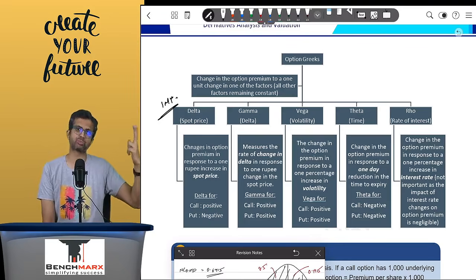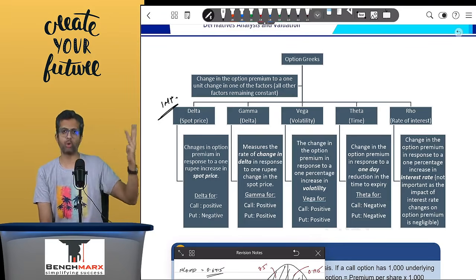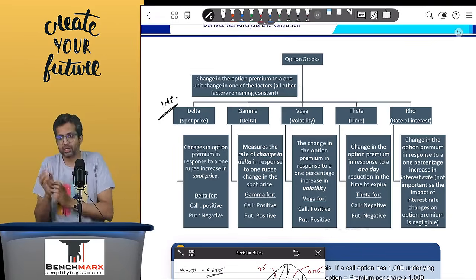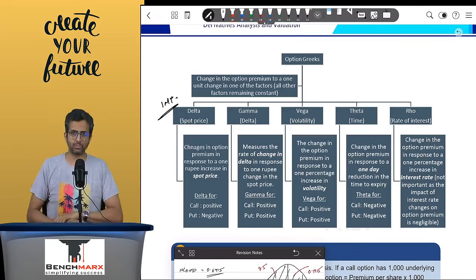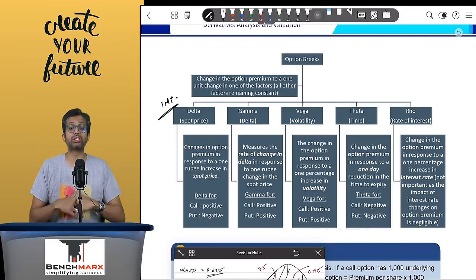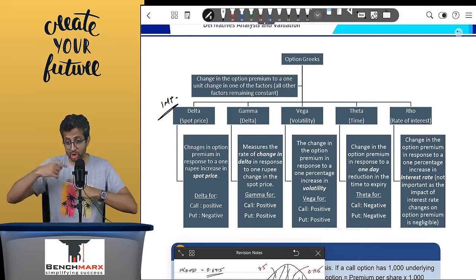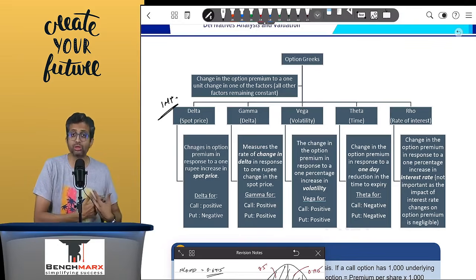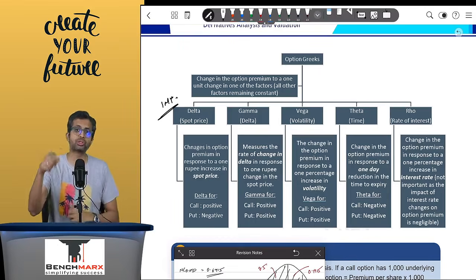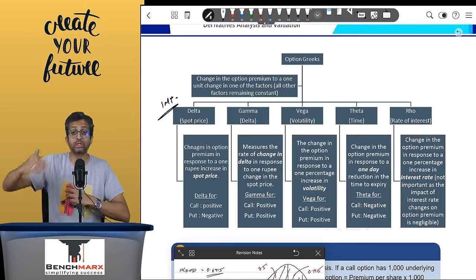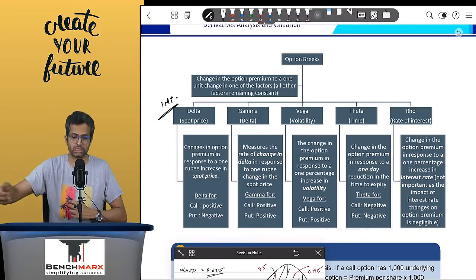Theta measures the responsiveness to time, and rho measures the responsiveness to rate of interest. Further, there is one more metric called gamma. The most important of these parameters in general is treated to be the underlying spot price. So as the spot price changes, the option premium would change, and that change is measured by delta. But the problem is that delta itself also keeps on changing. So the rate at which delta changes is called gamma.